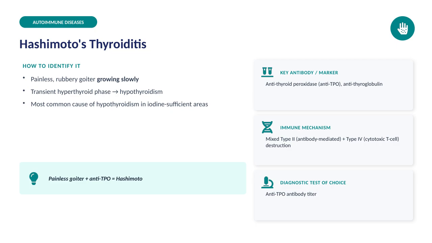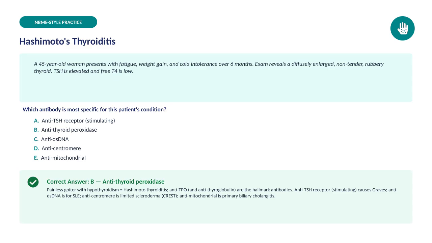suggests Hashimoto's. The immune response involves a combination of type 2 hypersensitivity, where antibodies target thyroid cells, and type 4 hypersensitivity, which involves cytotoxic T cells causing destruction. To confirm the diagnosis, testing for anti-TPO antibody levels is the preferred method, as these antibodies are key markers of the disease.